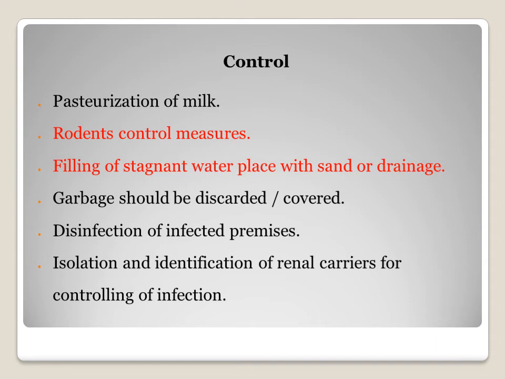Let us see the control measures. Pasteurization of milk. You know that red milk is observed and the organism is excreted through the udder also. The organism may or may not cause mastitis, but the udder becomes edematous and like a flabby bag.